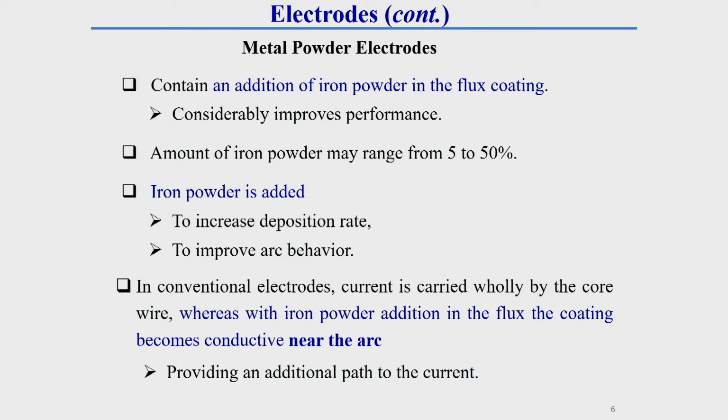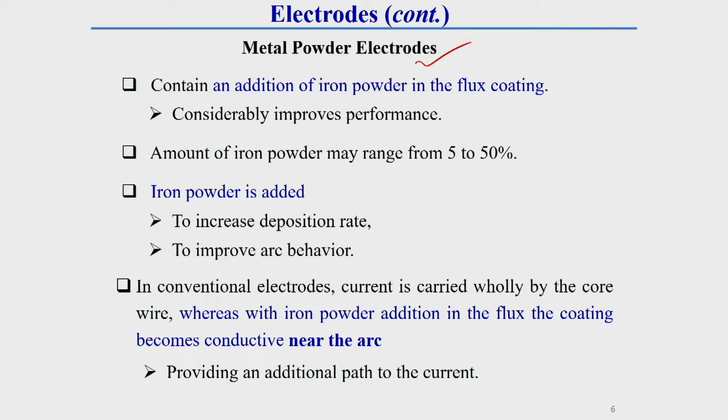Another type of electrode you can see once you are in industry is called the metal powder electrode. Here, metal powder is a constituent of the flux. It generally contains additional iron powder in the flux coating. Due to this excess amount of iron powder in the flux coating, it considerably improves the performance of the welding operation. How, I will discuss subsequently.